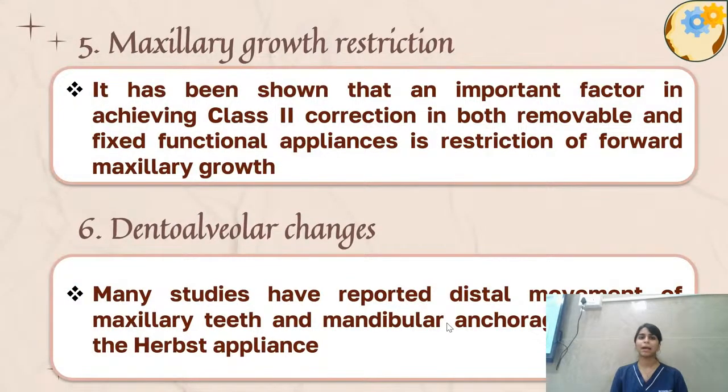Talking about the fifth parameter, that is maxillary growth restriction, it has been shown that an important factor in achieving class 2 correction in both removable and fixed functional appliances is restriction of forward maxillary growth, which we call the headgear effect of a functional appliance. Talking about the sixth factor, that is dentoalveolar changes. Many studies have reported distal movement of maxillary teeth and mandibular anchorage loss, that is proclination of lower anteriors, with the help of Herbst appliance.